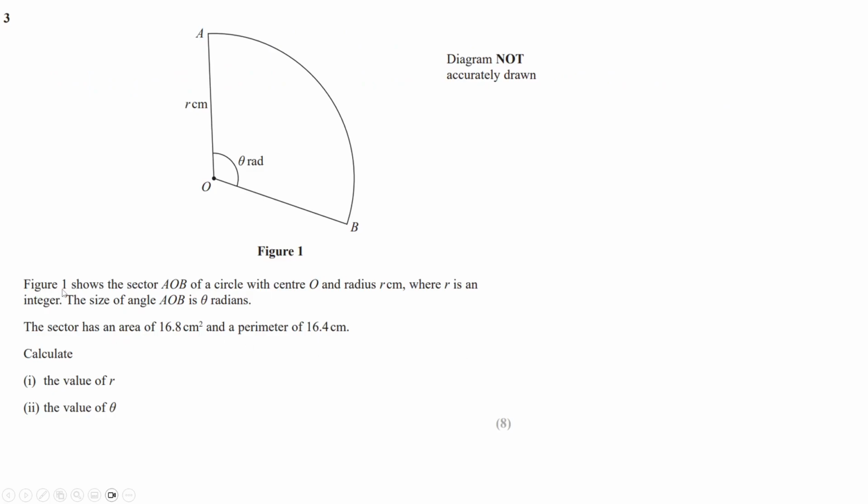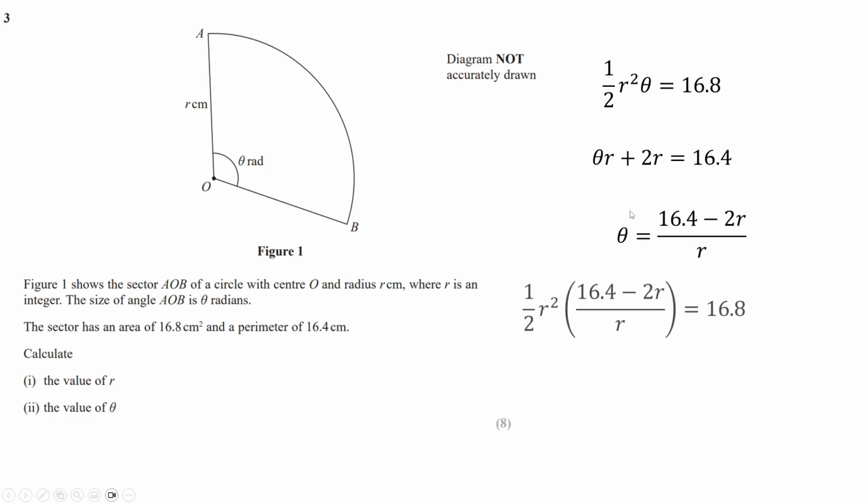The area is 16.8 and the perimeter is 16.4. This is in radians. So half r squared theta, which is the area, will be 16.8. And then we've got r here, so that's 2r plus r theta, which is the arc length, equals 16.4. Rearrange for theta, put that into there to get that, and then just expand and rearrange. Oh no, sorry, this is a quadratic equation. So just get it in this form.